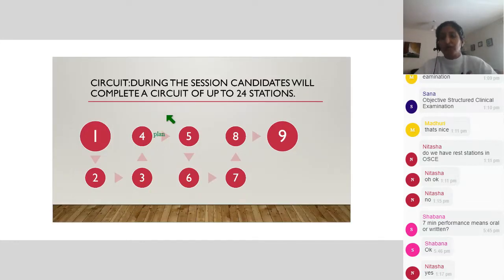So I talked about actor OSCE, written OSCE, and skilled OSCE. I have not talked about medical emergency OSCEs, which I will talk about in a minute. So these are the different three types of OSCE.